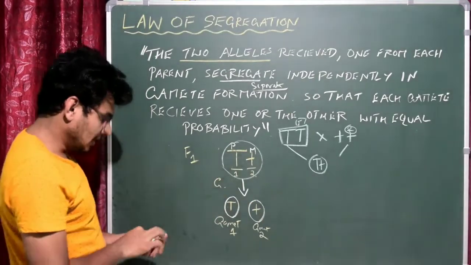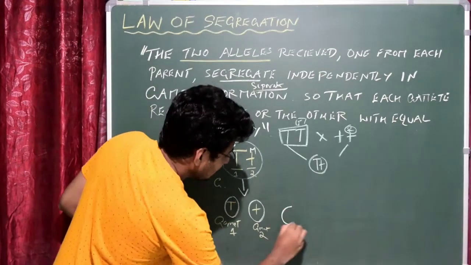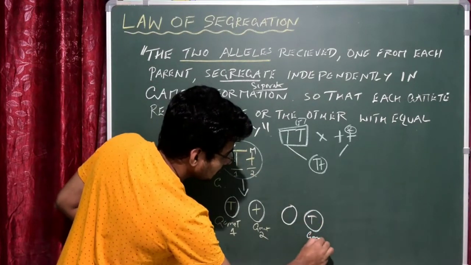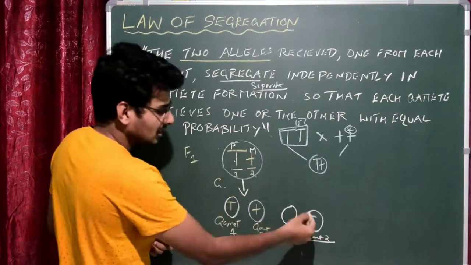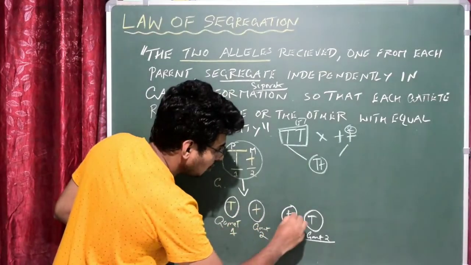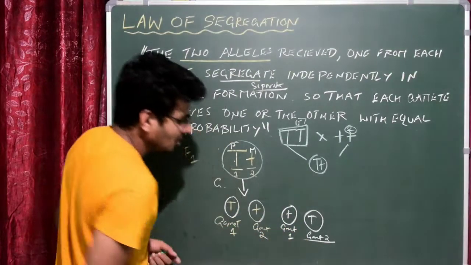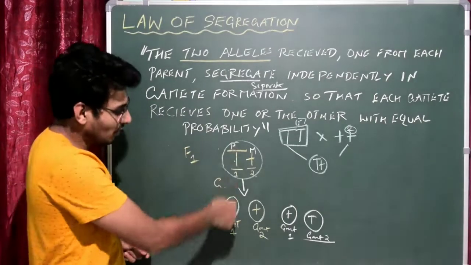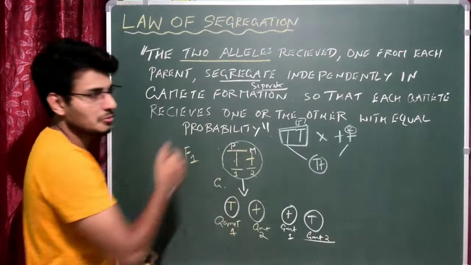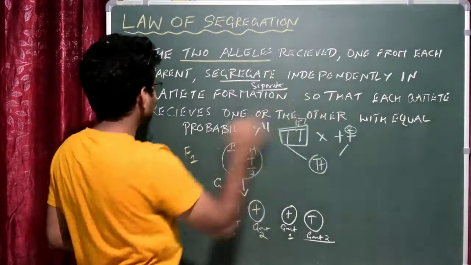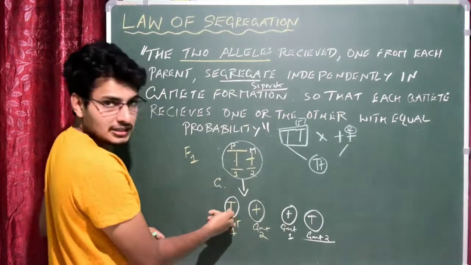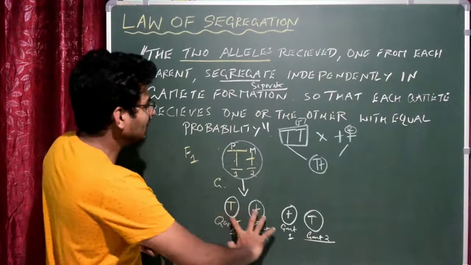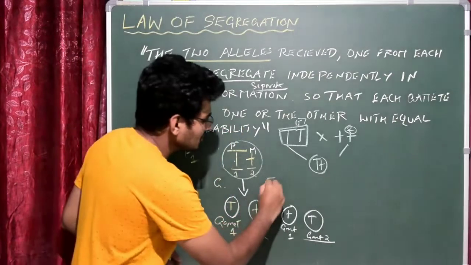This is one possibility. You can also assume that the other goes to gamete 2. Capital T may go into gamete 2, whereas small t can go into gamete 1. But remember that in the gamete, obviously, we will not see a pair of alleles. Any one should be there, because it is haploid, whereas this is diploid. So each gamete receives one or the other, any one allele, with equal probability. There is a 50% chance.